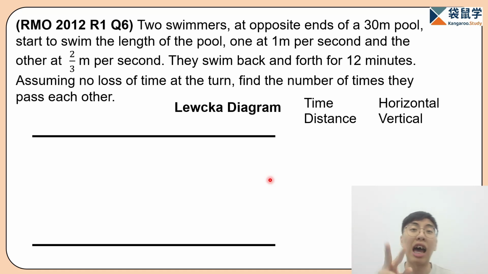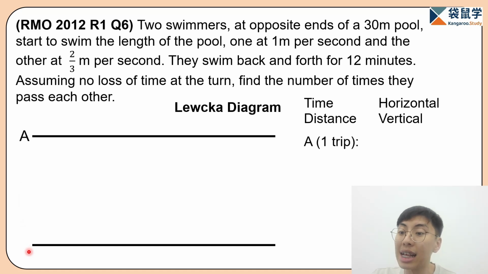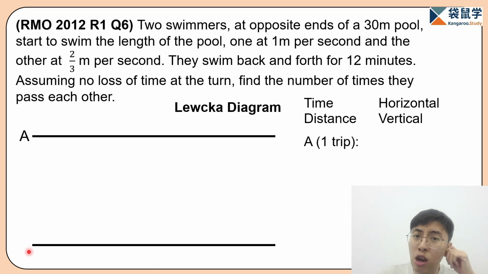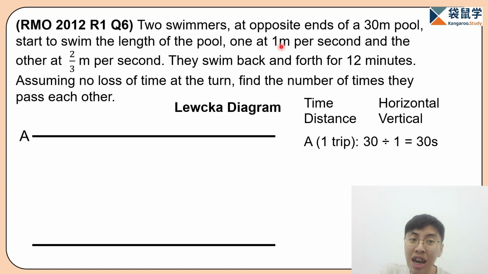Since we have two of them at the opposite ends of the pool, let's put A at this side and B at the other side. Now for A, when he's doing one trip to the opposite end of the pool, what happens? How long does it take to go to the other end of the pool? Now we see 30-meter pool, 1 meter per second, and that gives us 30 divided by 1, 30 seconds to reach the other end of the pool.